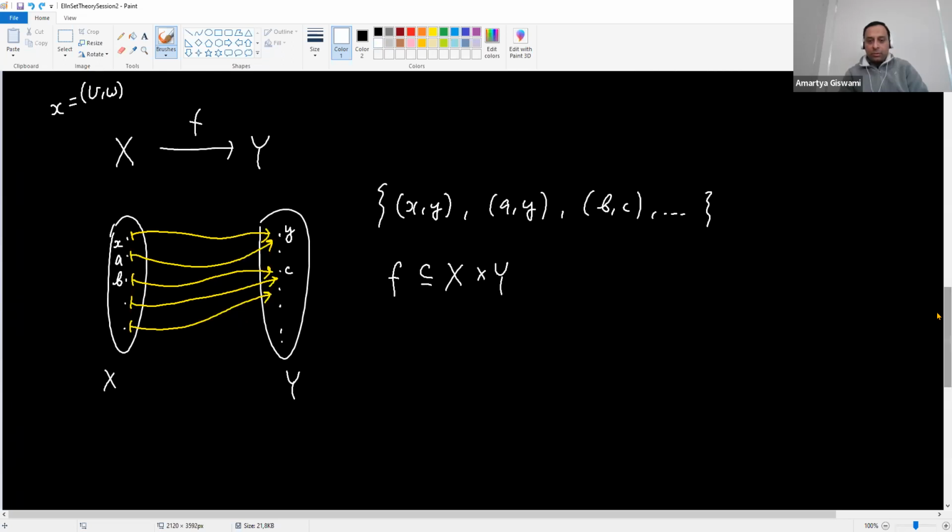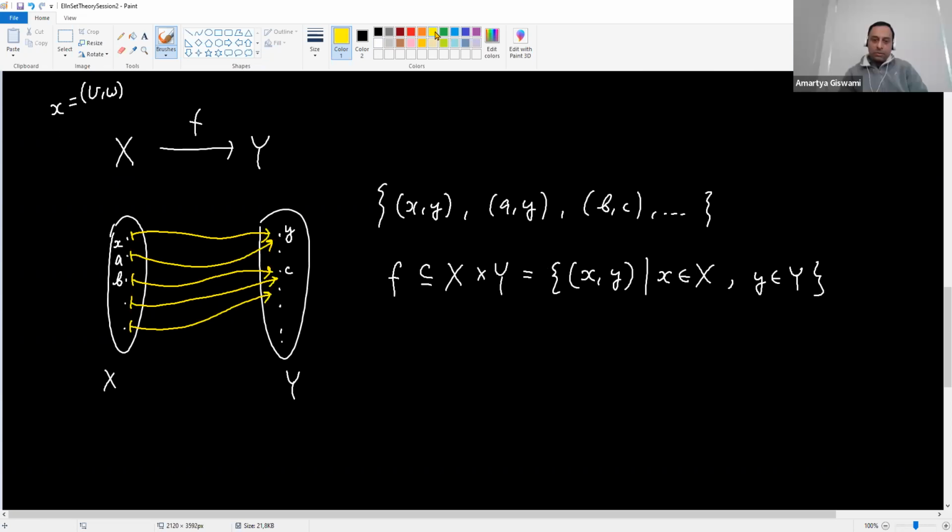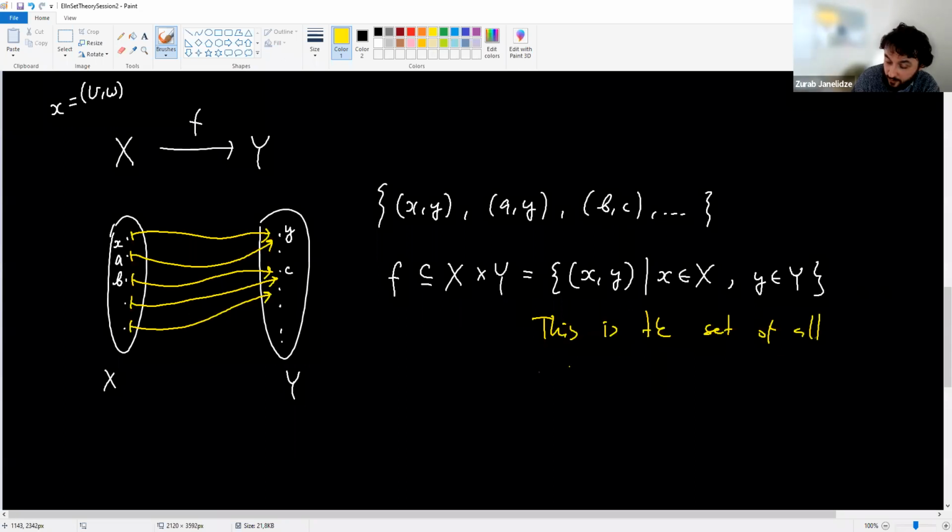Yeah, Zurab, I think we haven't introduced this notation of X cross Y before, so maybe we should explicitly write it down. That's a good suggestion. Thank you. So yes, this is the notation for the set of all possible ordered pairs. This is the set of all possible (x, y) such that x belongs to X and y belongs to Y.